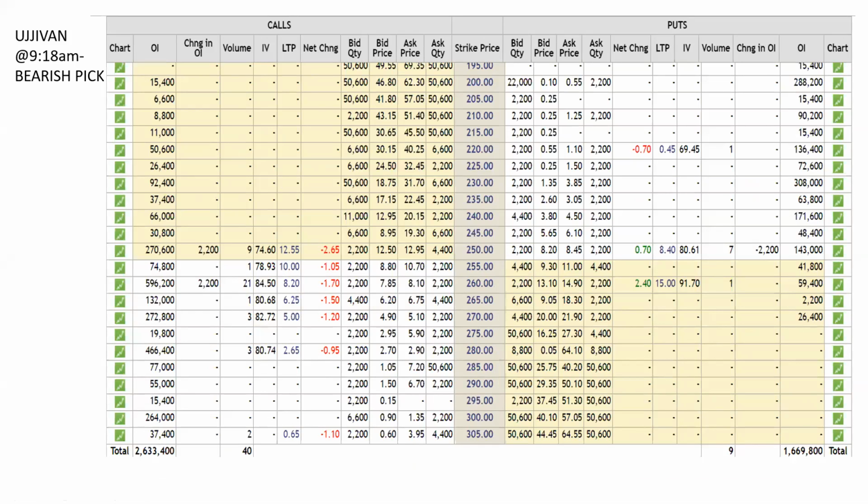Mr. Bharat Singhal, volume at 9:18 a.m. is not a very important factor when you are looking into intraday trade. It's more about OI and price.